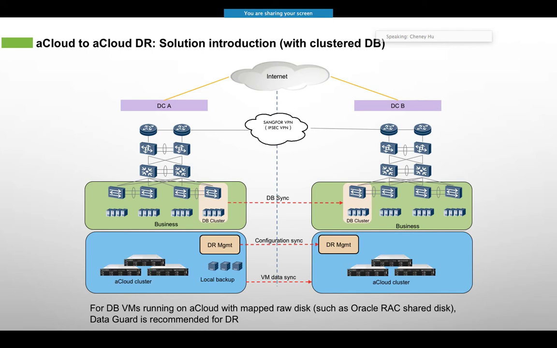That is why usually for this kind of environment, especially for database VMs running on aCloud with a mapped raw disk, for example an Oracle RAC shared disk, DataGuard is recommended for this DR solution. aCloud alone will not be able to satisfy the disaster recovery requirement for a database with a mapped raw disk.